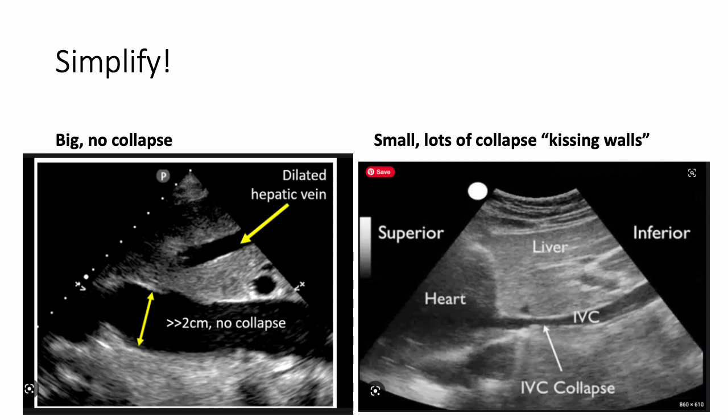Conversely, on the right picture, you see a very small collapsible IVC. The walls are touching and kissing with inspiration. You can see the heart on the left, and this is another perfect picture through the liver, but you can see the difference, and very quickly the IVC would be considered very small, and this would correlate with a low CVP, so less than 5 probably. Anything in between is usually fairly normal. You're really shooting for 2 centimeters and about 50% collapsibility with a sniff.